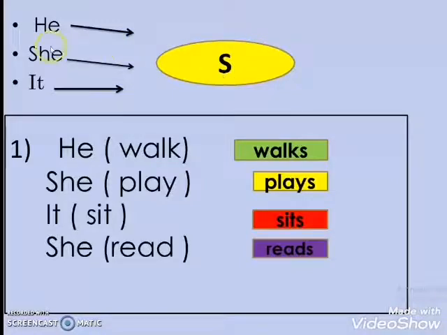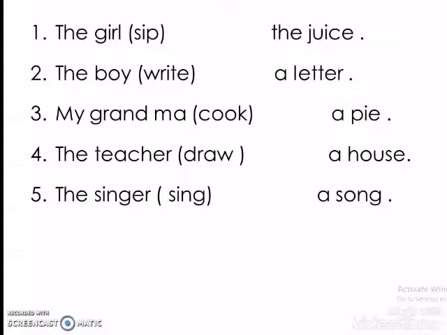Also, when I have a singular noun, one noun, for example, one boy, one girl, one cat, I should add to the action verb an s, like here. The girl sip. We said the meaning of sip is drink. The girl sip the juice. Where is the action verb in this sentence? Sip.